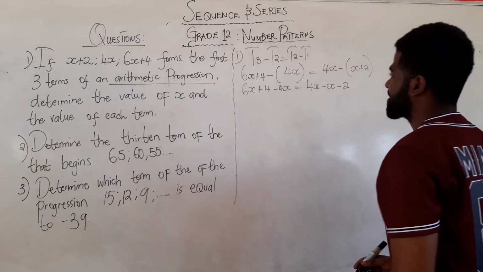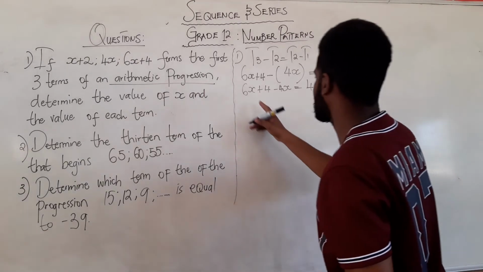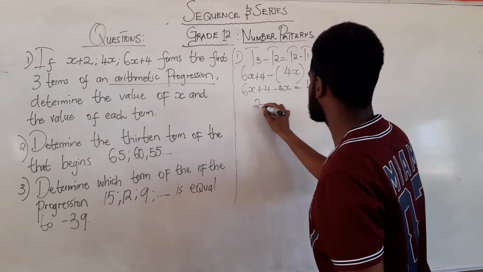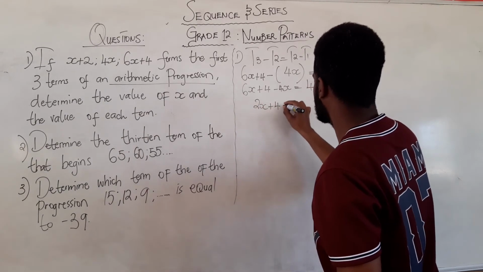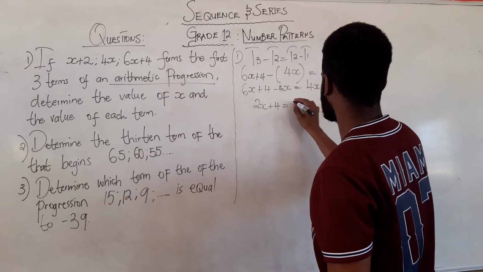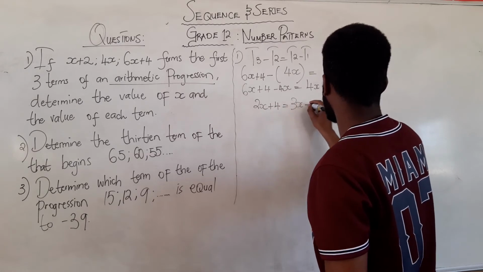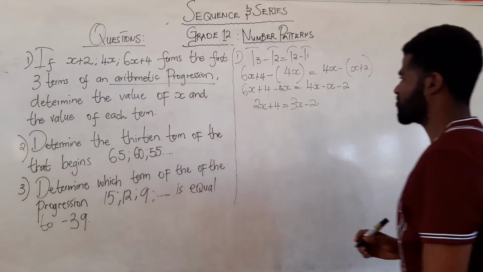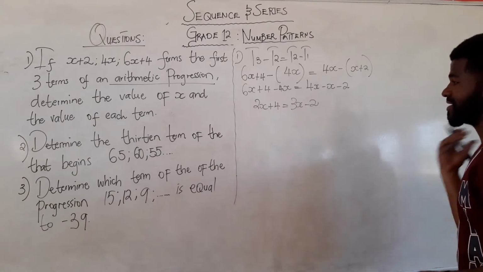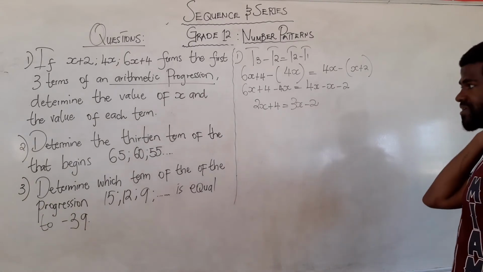We collect our like terms on both the left and right hand side. 6x minus 4x is 2x plus 4, is equal to 4x minus 3x which is 3x, minus 2. 3x and 3x are our like terms, 4 and negative 2 are our like terms.